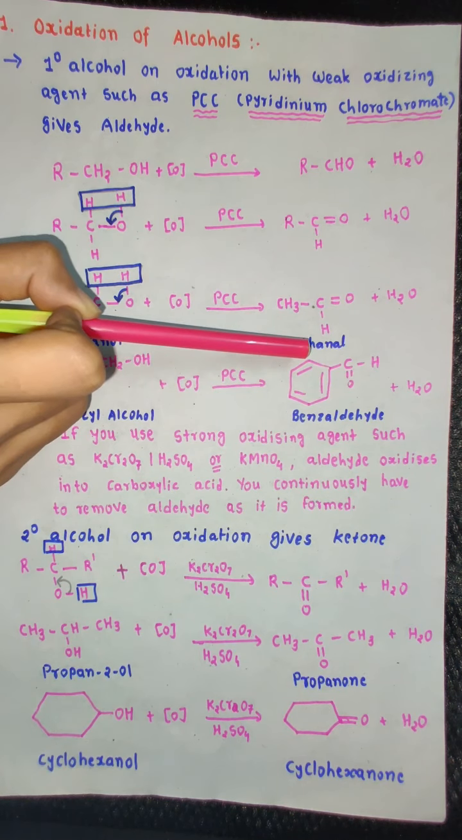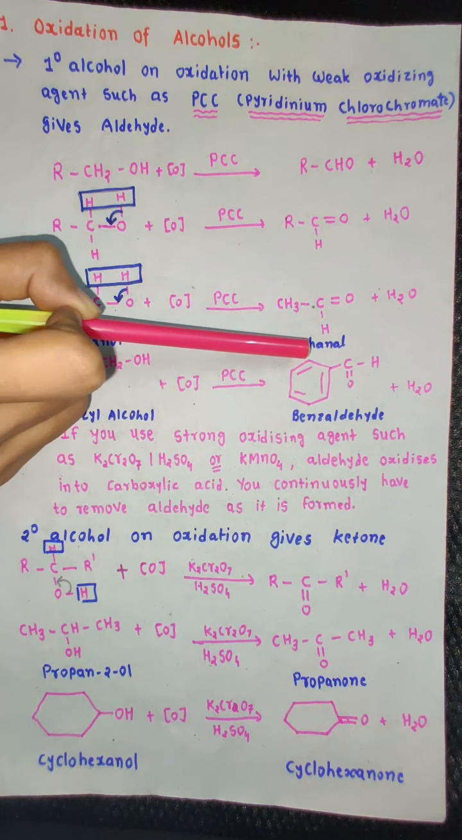If you use strong oxidizing agents such as K2Cr2O7 in presence of sulfuric acid or KMnO4, then the aldehyde which is formed oxidizes into carboxylic acid. But we don't want carboxylic acid, we want aldehyde. So you have to continuously remove the aldehyde which is formed during the reaction. Okay, now let us see the preparation of ketone.